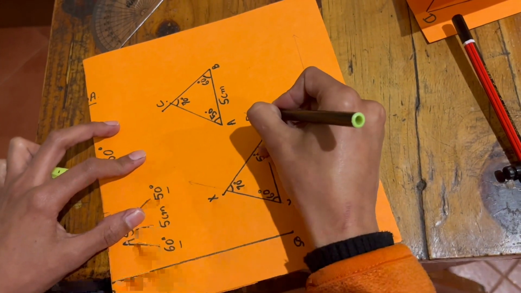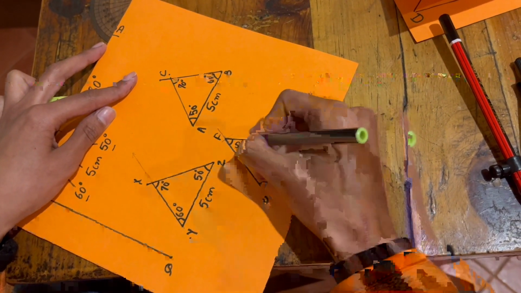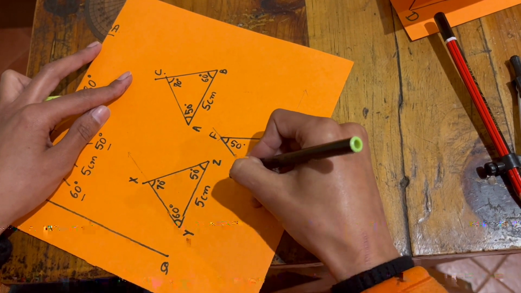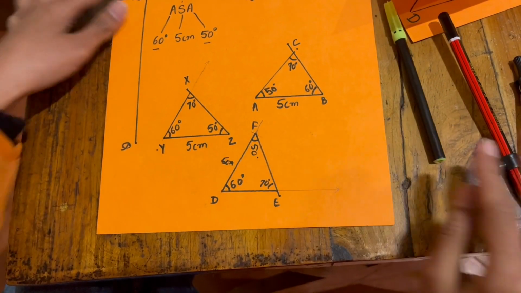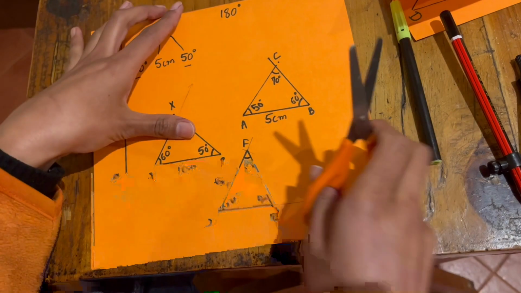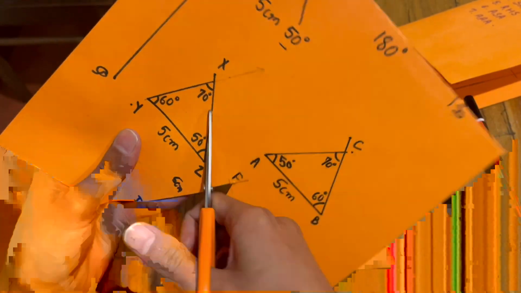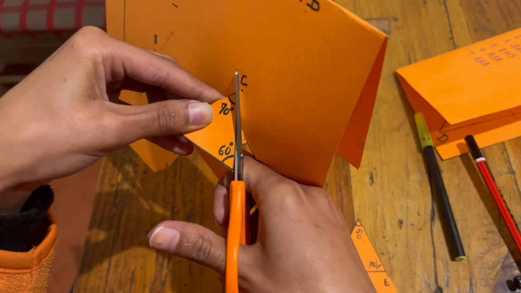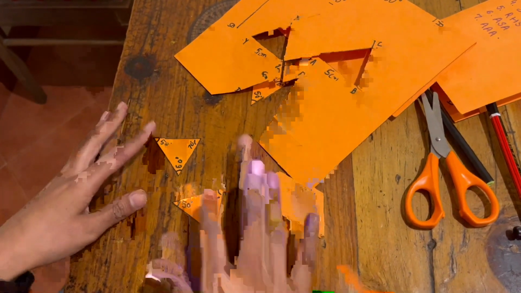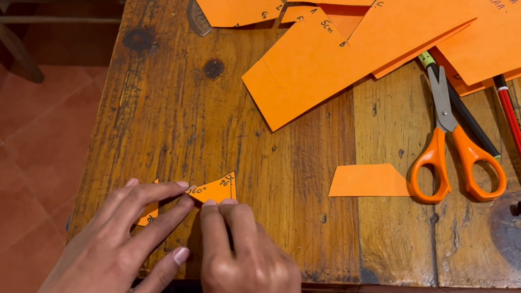Now we have 3 triangles here. This side was 5 centimeters. I'm going to cut them out and see if they are congruent. I will superimpose them one on top of the other. Here we have 3 different triangles, and now I'm going to put the 70-degree angles on top of each other.